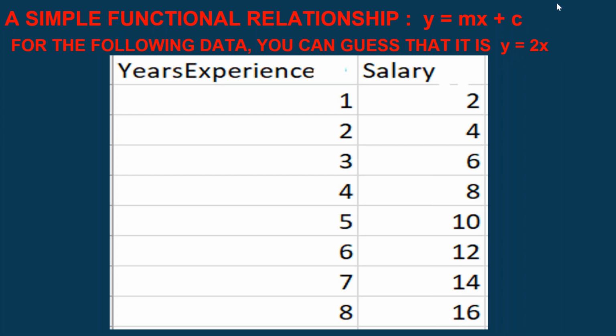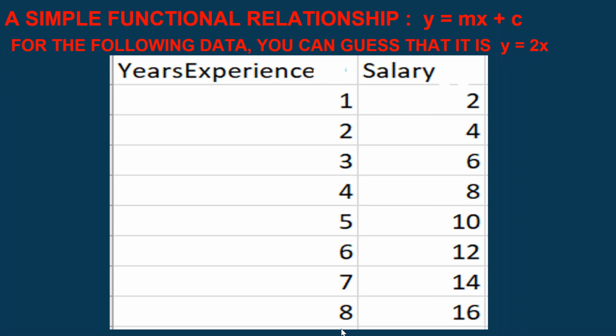Now, this is known as the regression equation or prediction equation. Why do you call it a prediction equation? Suppose someone comes and asks me, I have 9 years of experience, how much salary can I expect? I will substitute 9 for X, and I get 2 times 9 is equal to 18, and I will tell him you will get 18 lakhs per annum as your salary.